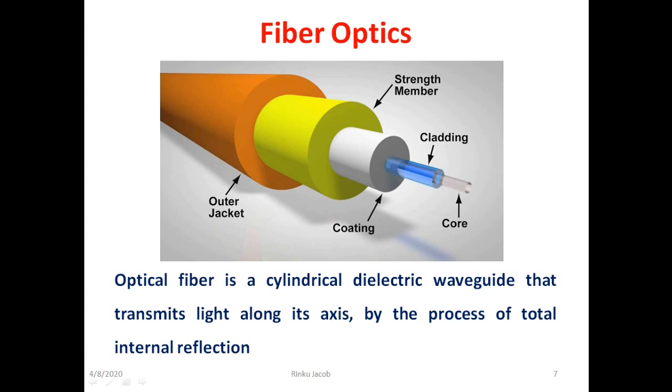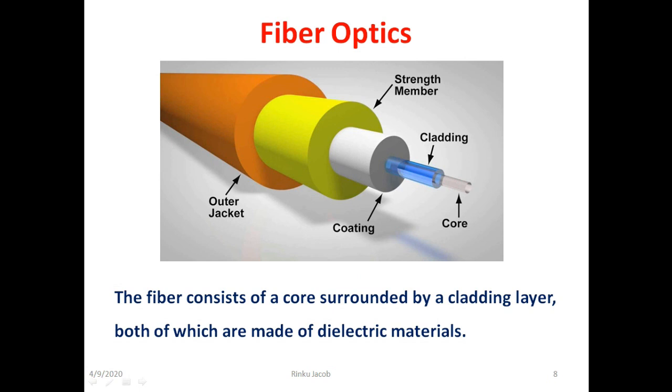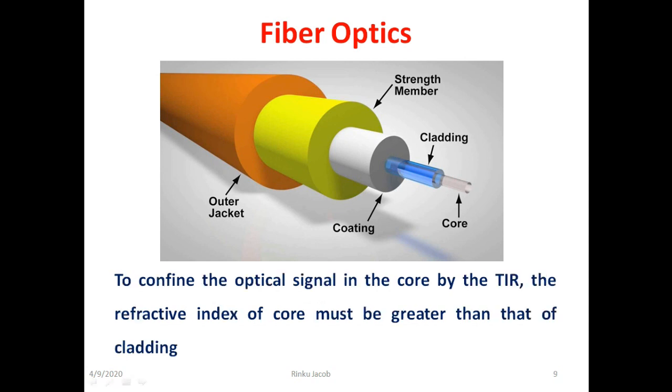Now we move on to the next important topic, that is fiber optics. Optical fiber is a very thin cylindrical shaped transparent dielectric or non-conducting waveguide that transmits light along its axis by the process of total internal reflection. The fiber consists of a core surrounded by a cladding layer, both of which are made of dielectric materials. To confine the optical signal in the core by the phenomenon of total internal reflection, the refractive index of the core must be greater than that of the cladding.